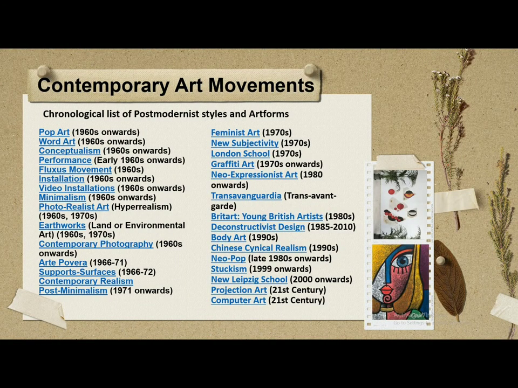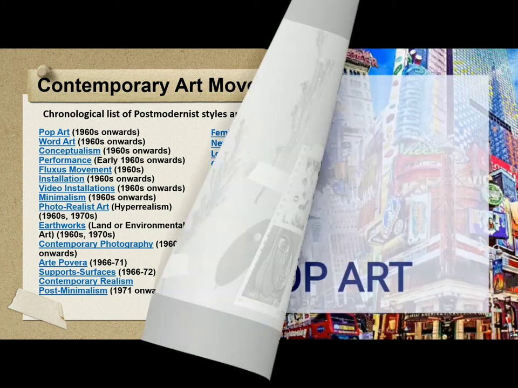Contemporary Art Movements. These are the chronological list of postmodernist styles and art forms, and some of these art movements are going to be discussed by the assigned reporters, such as neo-pop art, photorealism, conceptualism, and performance art.